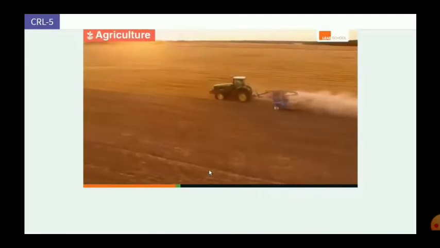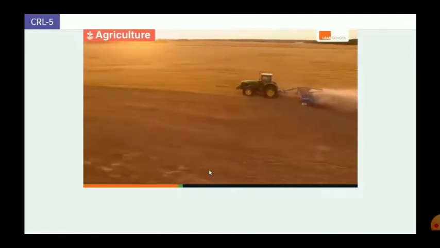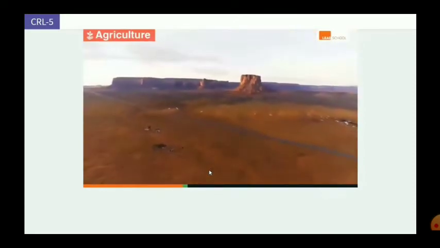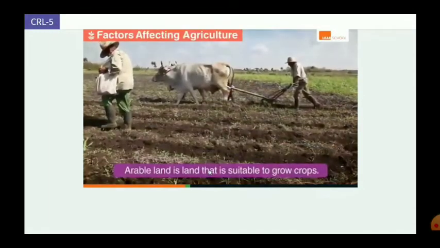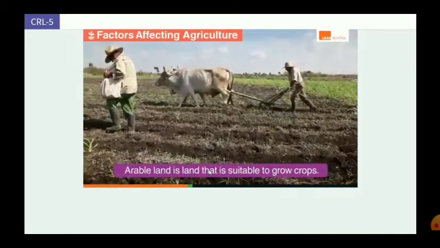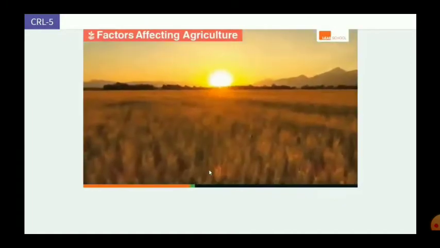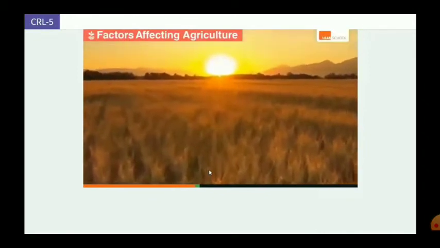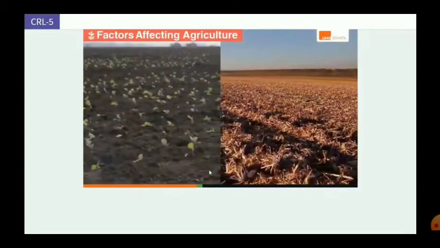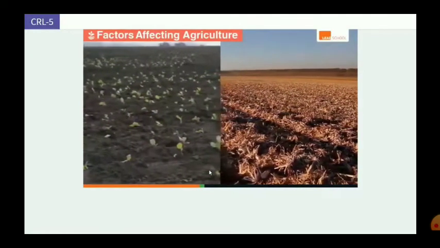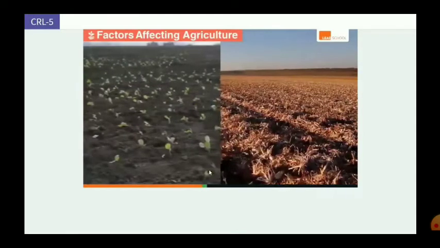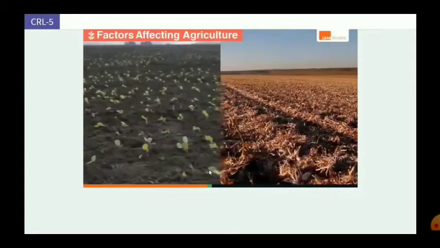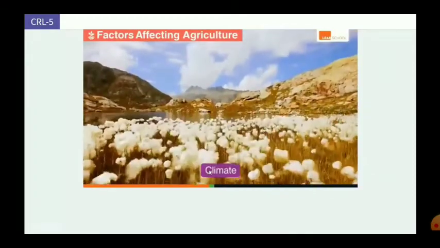Due to this high dependency on agriculture, people across the world practice farming. However, not all regions have arable land. This means all regions do not have land that is suitable to grow crops. Additionally, some regions may have conditions that are suitable to grow only particular crops. Now, this variation is because of the 2 main environmental conditions or factors that influence agriculture. The first is topography of soil, and the second is climate.